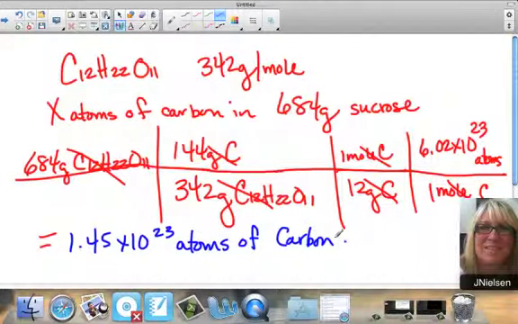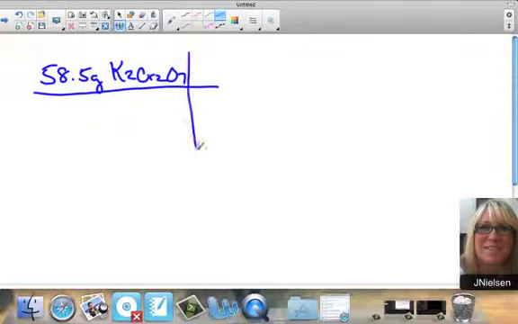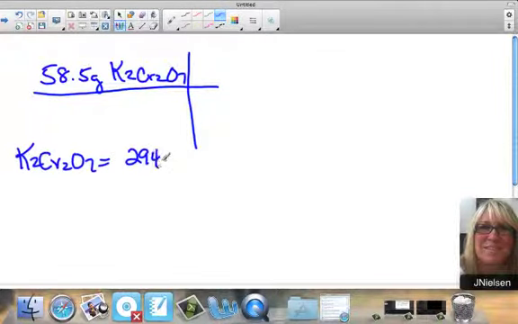Okay, I'm going to do one last problem, and that will be it for today. In this problem, they want to know how many grams of chromium are in 58.5 grams of potassium chromate. So I'm starting with 58.5 grams of potassium chromate, and I know the gram formula mass of potassium chromate. They give that to me, so K2Cr2O7 is equal to 294 grams per mole.